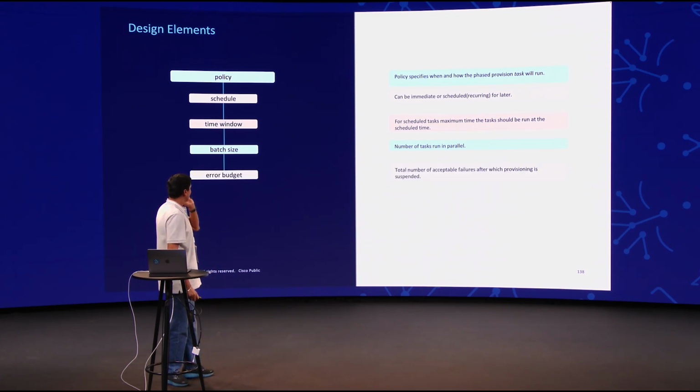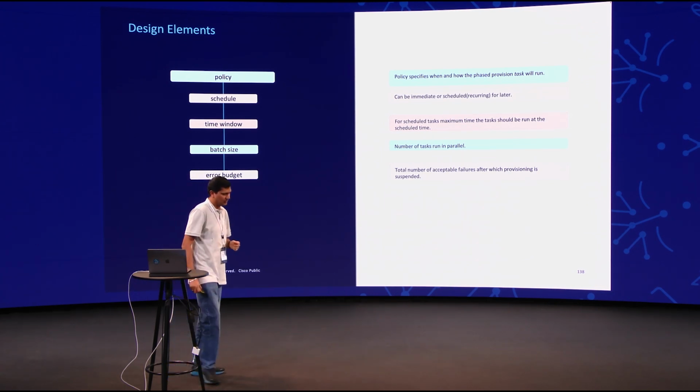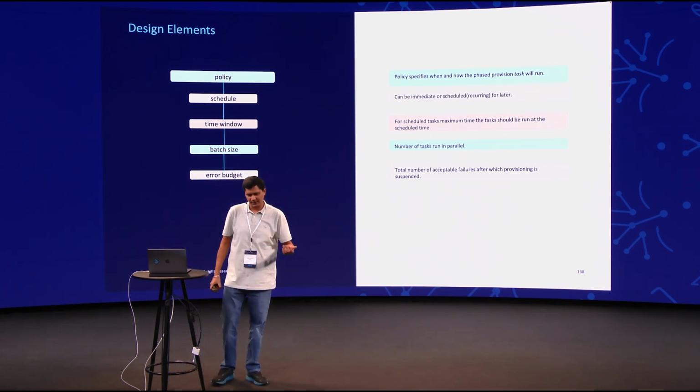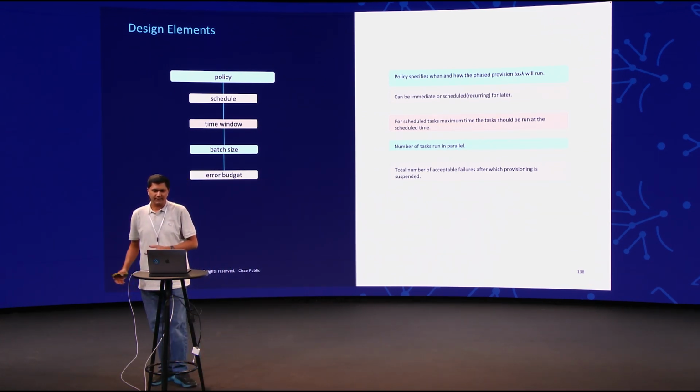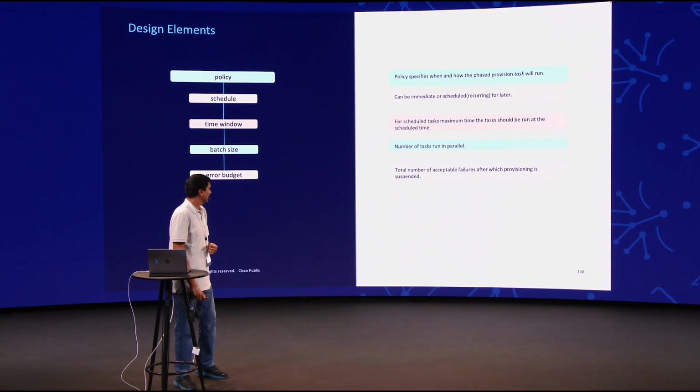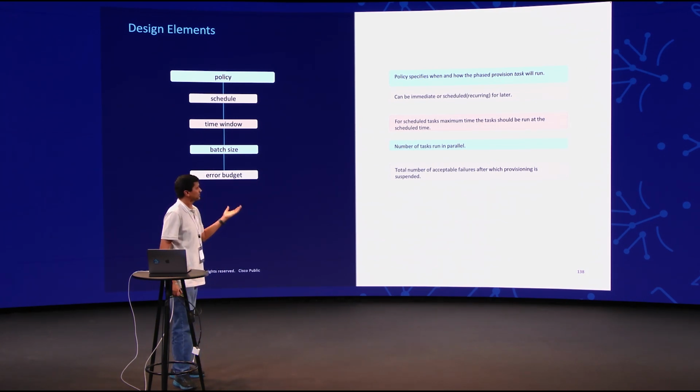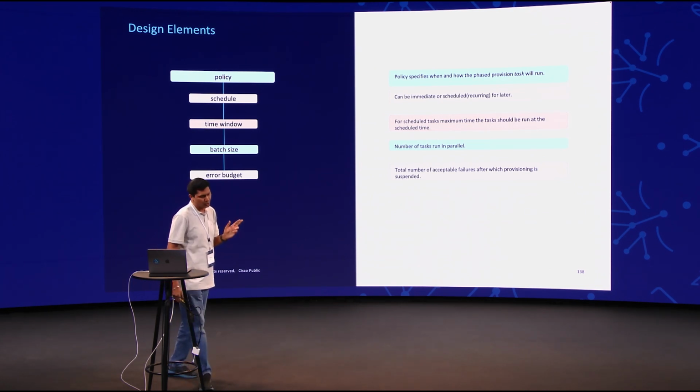And the last one is error budget. When you're scheduled, you may be hitting some errors when we are running the actions, and you may not want to execute continuously if you are hitting the errors on a large number of instances. In that way, you want to suspend the execution and triage the issue, and once you fix the issue in the network or the config, you may want to resume the execution, right? So that's what the error budget is. Once the error budget is depleted, we'll suspend the execution, and that's when the user can triage the issue and resume it. So these are the main 2 design elements we have.